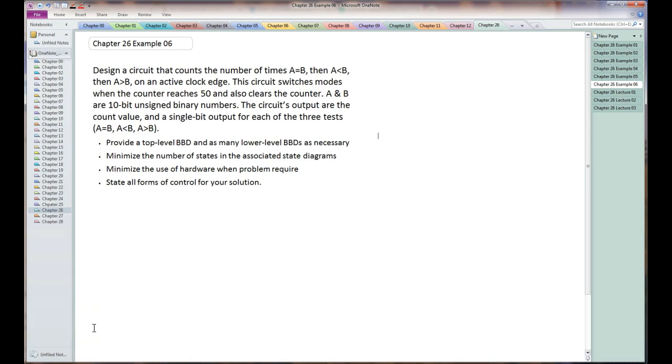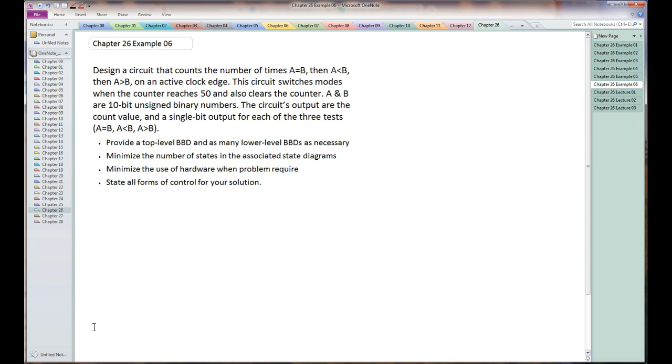This is chapter 26, example 6. What we have here is a circuit that counts the number of times a equals b, then a is less than b, then a is greater than b, and it counts those on an active clock edge. The issue is it counts up to 50. When it hits 50, it switches to the next node.